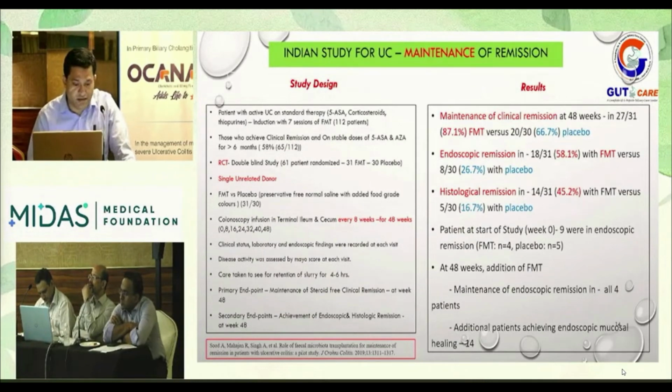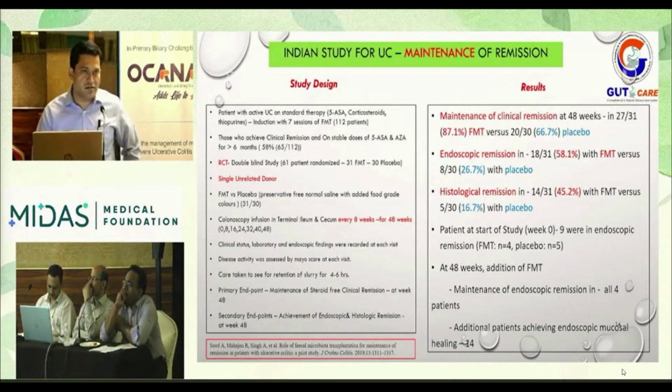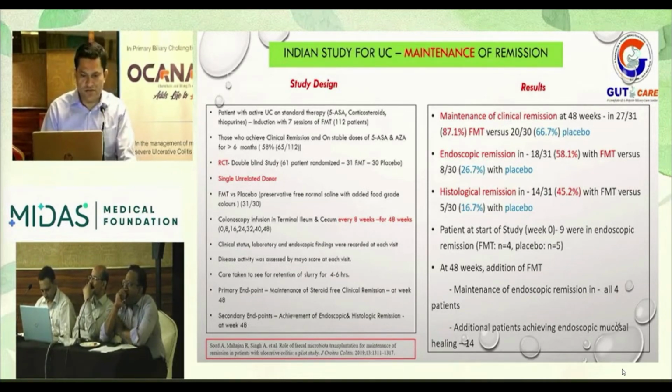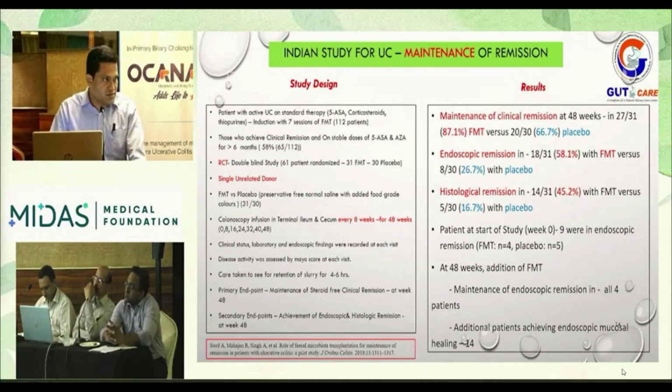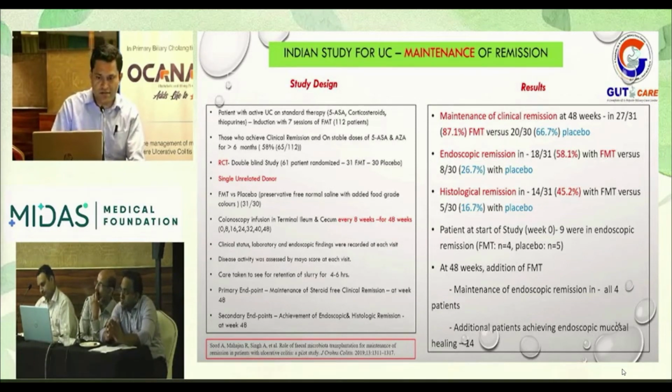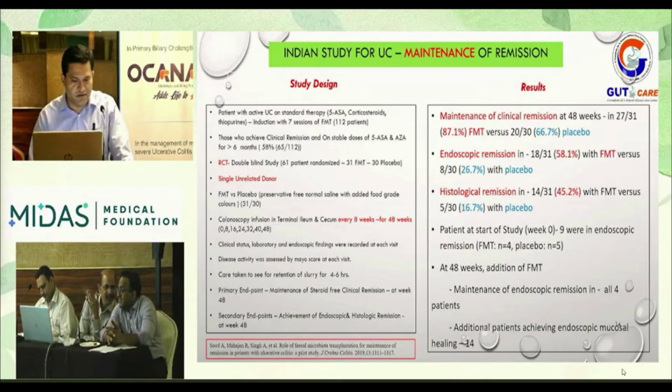Another study by the same group for maintenance of remission. Here they have selected 112 patients who had attained induction of remission by 7 sessions of FMT. Out of these, those who were stable on oral doses of 5-ASA for more than 6 months were considered for RCT. 61 patients were considered, 31 patients FMT and 30 placebo.